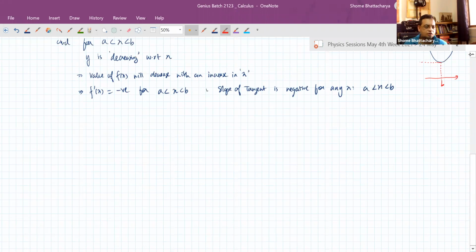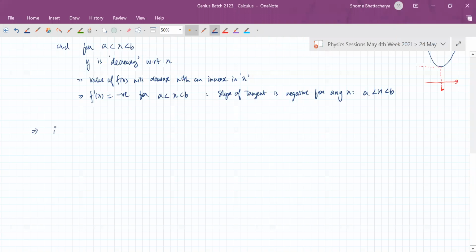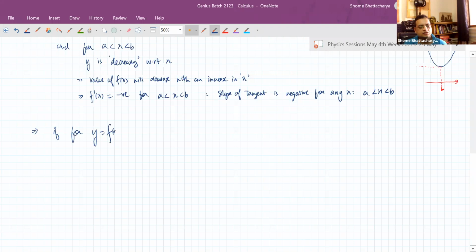But let's first organize this information and also see an example. So in general, what we can say is that for a function y equal to f(x), if the derivative f prime x is positive in a certain interval, where interval means a set of values of x from some initial point to some final point, then in that interval what is happening? The function is increasing. I will use a symbol like this for increasing.